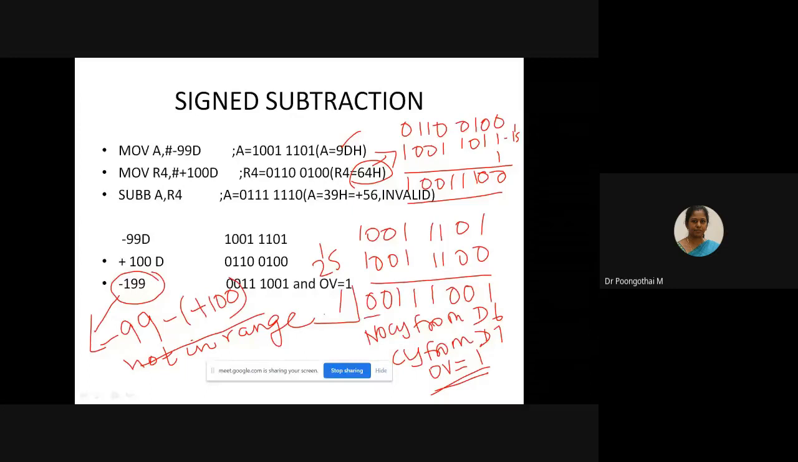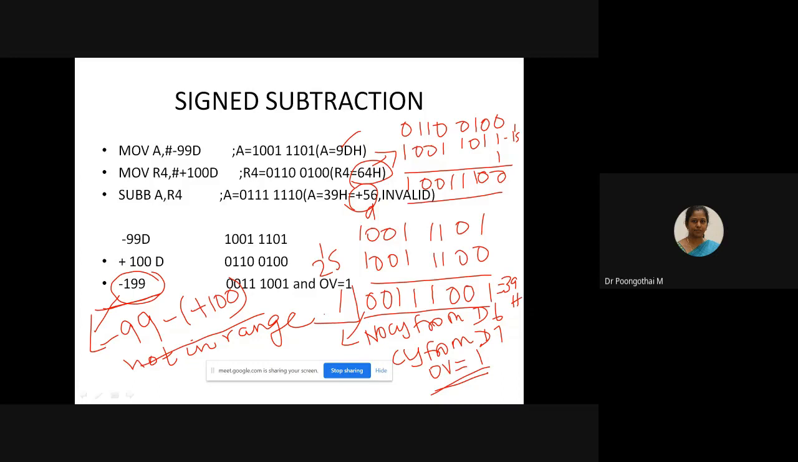So what is the answer for this? The answer is 39. Okay. So this is equivalent to plus 57 decimal. So this value is invalid. We are supposed to get minus 199, that is a negative number. But here the result is positive. So the result is an invalid result. That's all.